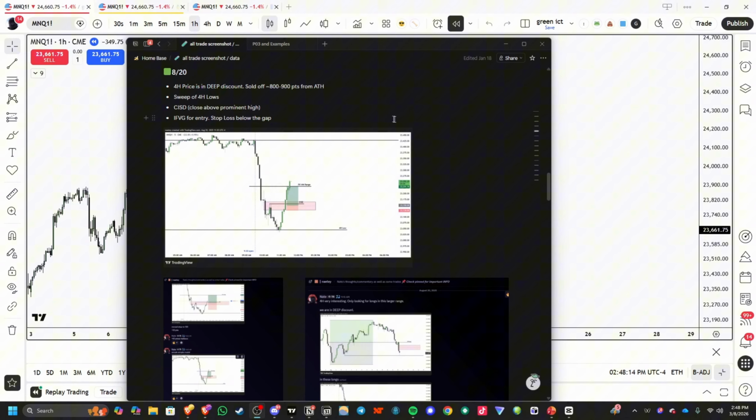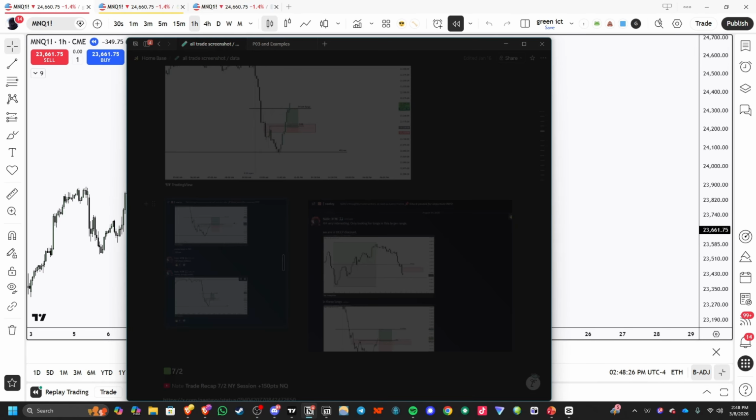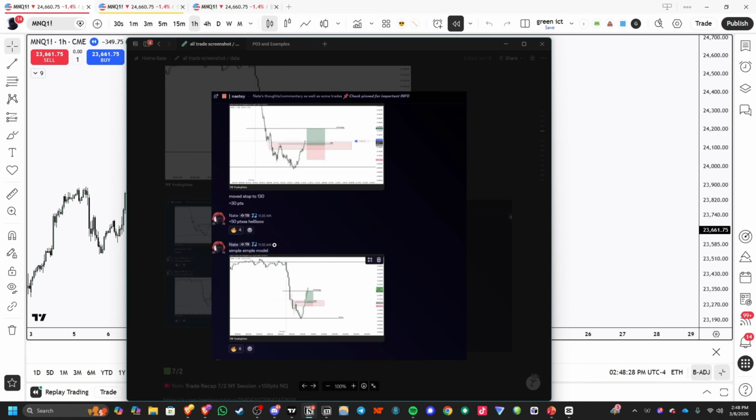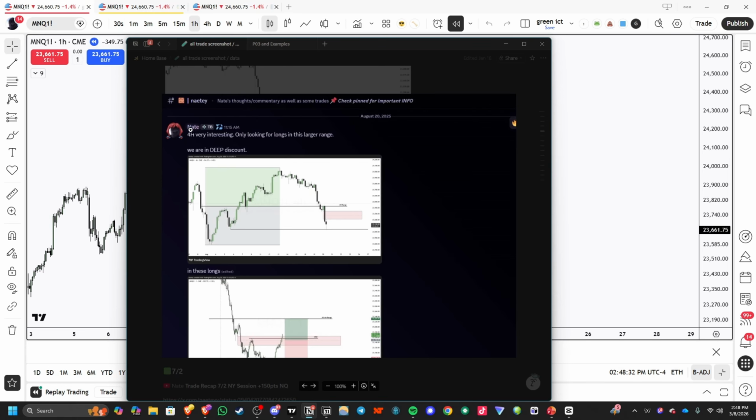All right, so another more clear example of this working of range, discount, and premium is this, from my journal in Notion from August, and this was a trade I took. So you can see here, this was just the trade. My analysis on the 4 hour, very interesting, only looking for longs in this larger range.